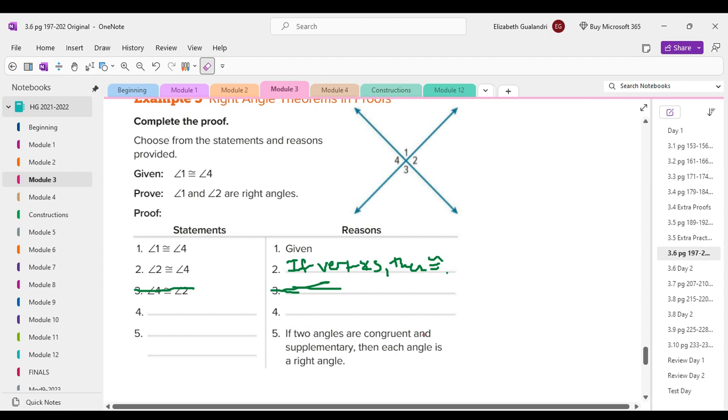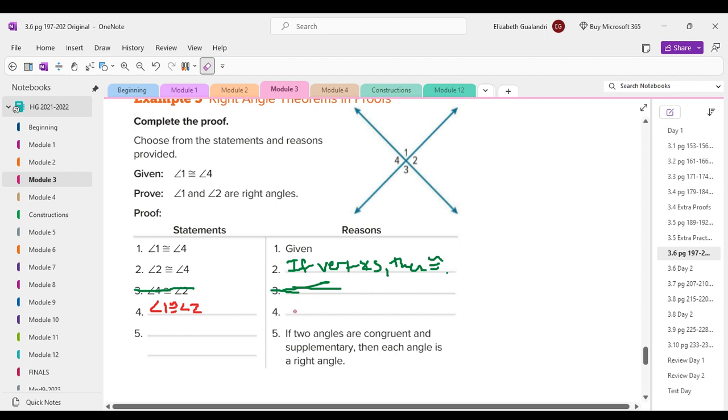If two angles are congruent and supplementary, then each angle is a right angle. So we're going to be able to say we have right angles here, and we need two angles that are congruent and supplementary. So I need to state supplementary here. We've already got the congruence. I'm going to say angle 1 and angle 2. I need to state that angle 1 is congruent to angle 2.